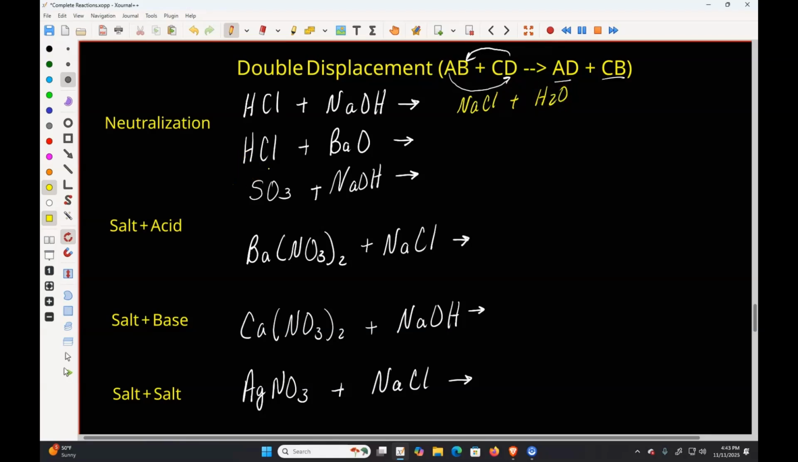In the second example, an acid and a basic anhydride. So it's going to form the salt, which is barium chloride plus water. And the third one, I have an acid anhydride plus a base. So that's going to give me salt plus water. This one's a little tricky. The salt is going to be sodium sulfate plus water. What happens is this number here will increase by 1.